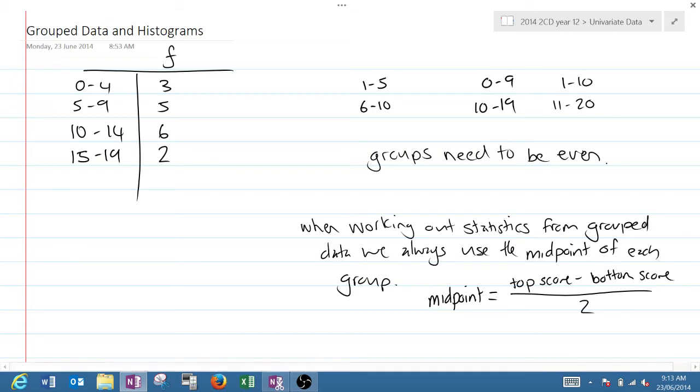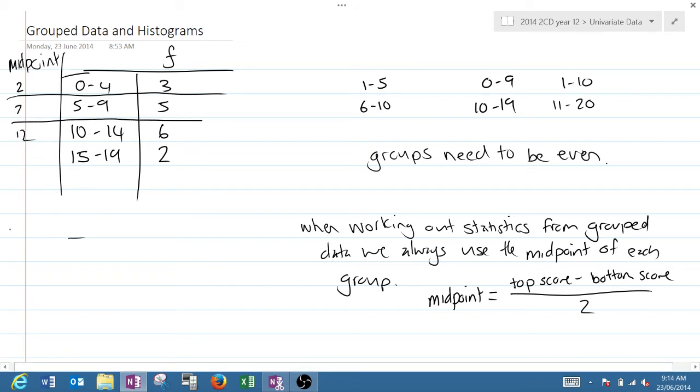So for this first one, we could change it to being, we go midpoint: 0 plus 4 divided by 2 is 2. It's halfway. 5 plus 9 is 14 divided by 2, the midpoint is 7. Then 12 and 17.